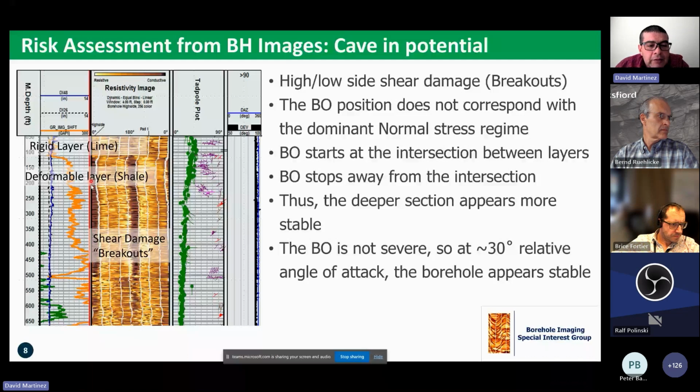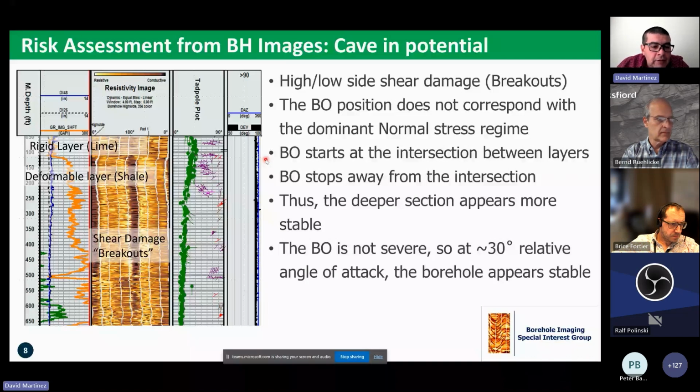We see the two lobes, and they look like run-of-the-mill breakouts, but you'll see that they don't act as your regular breakout. On the last track, we have the orientation. This is a 90-degree borehole, which means it's horizontal.